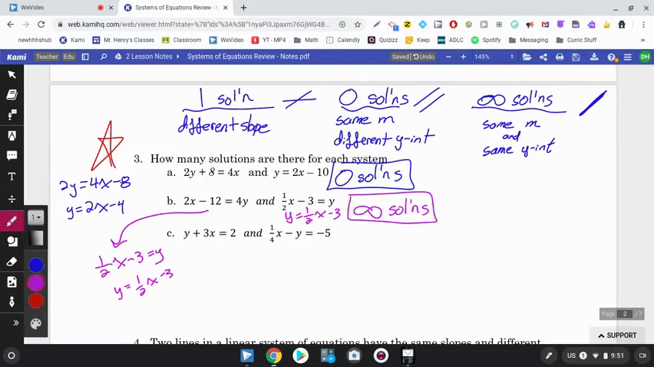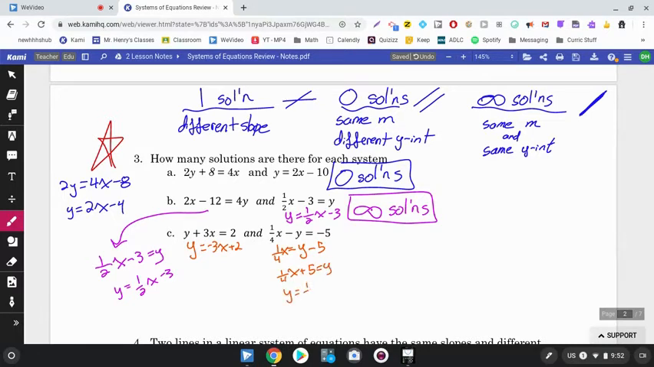Taking a look at the last one, if I was a gambling man, I would say it probably has one solution because I've already had one zero and one infinite, but we should never take things for granted, so I'll actually check. For the first one, I move the 3x over: y equals negative 3x plus 2. The other one, I might move the y first. 1/4 x equals y minus 5. 1/4 x plus 5 equals y. And then maybe I just switch the y around: y equals 1/4 x plus 5.